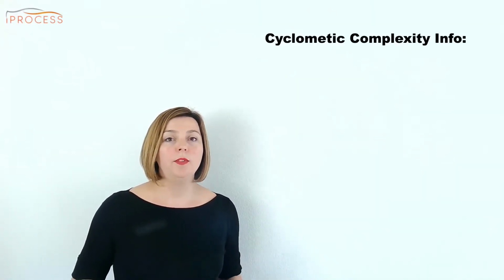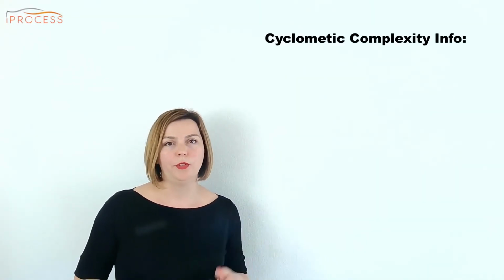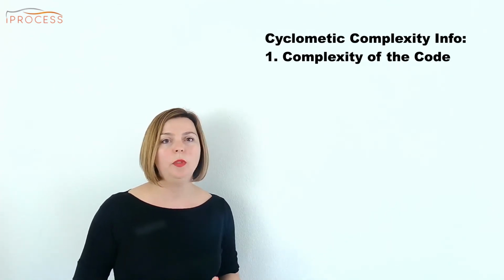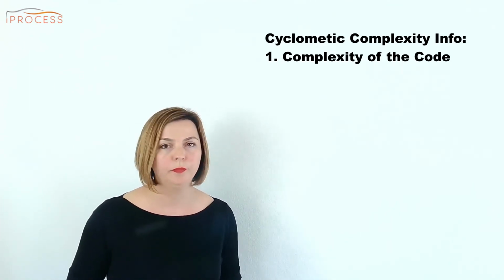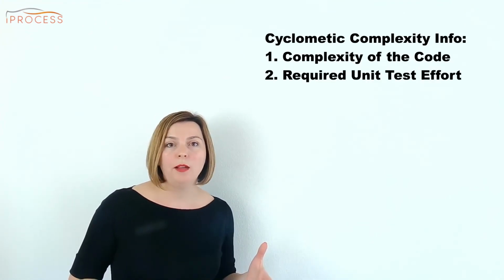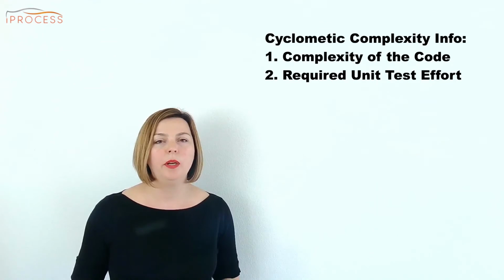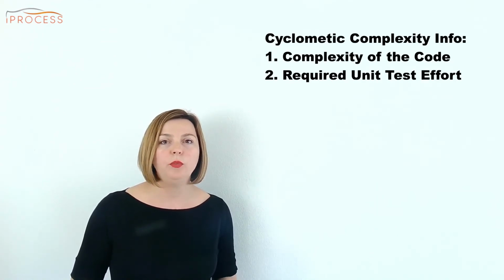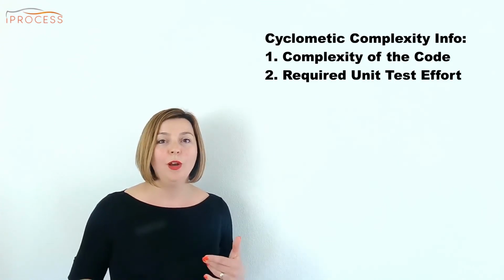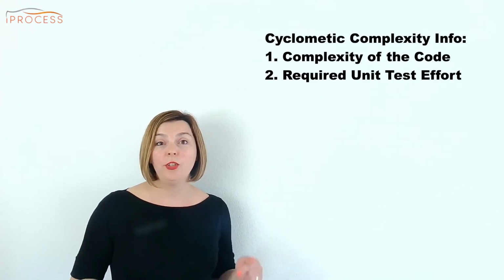Cyclomatic complexity gives us the following information. First, the complexity of the code. The higher the number, the harder it will be to understand and maintain the code. Second, the required unit test effort. The higher the cyclomatic complexity, the higher the number of unit test cases that have to be defined and executed to achieve branch coverage. For more details on unit test coverage, check our video in the description.